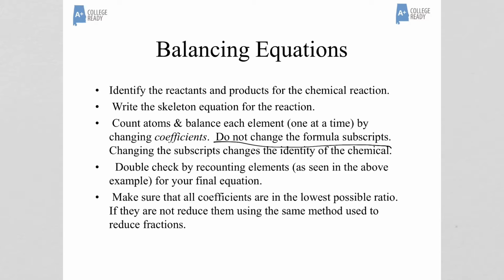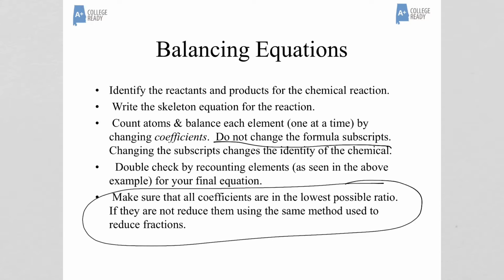You double check once you've done that by recounting the elements on both sides. You make sure that all your coefficients are in the lowest possible ratio. If not, you're going to reduce those coefficients, sort of like you would reduce fractions.